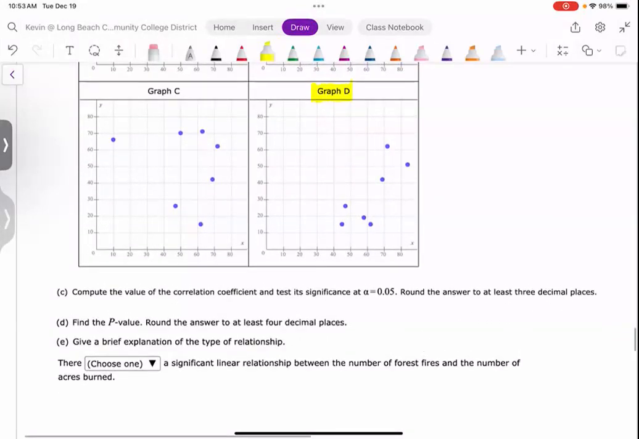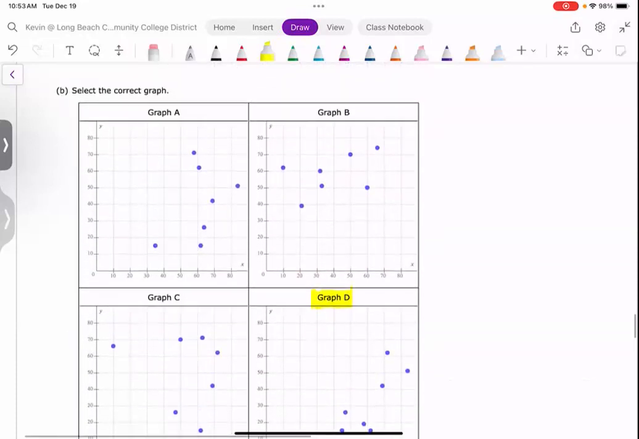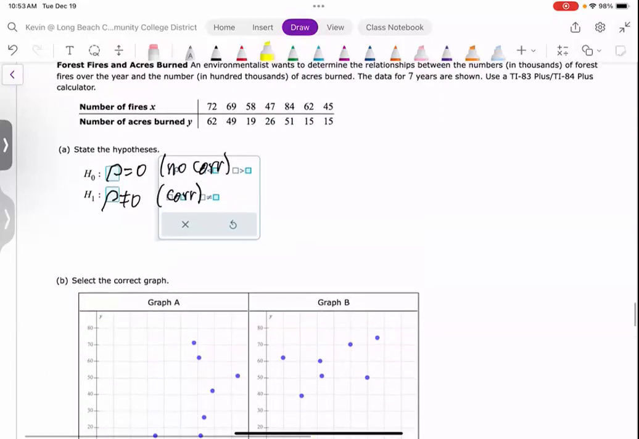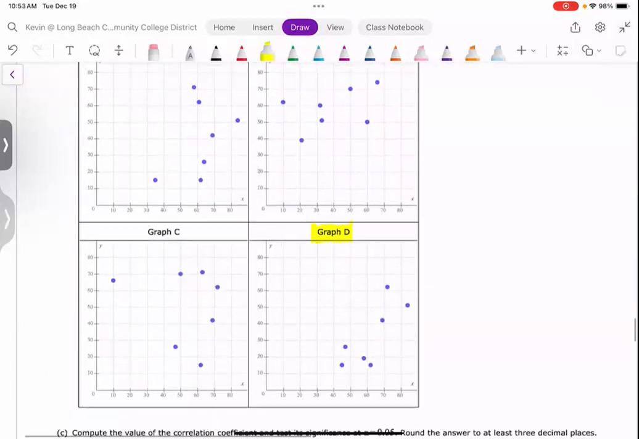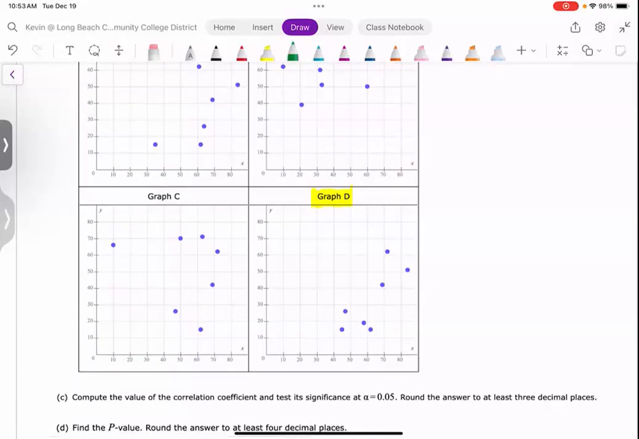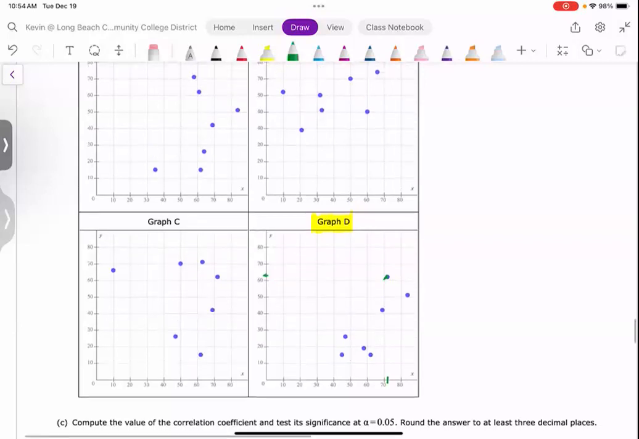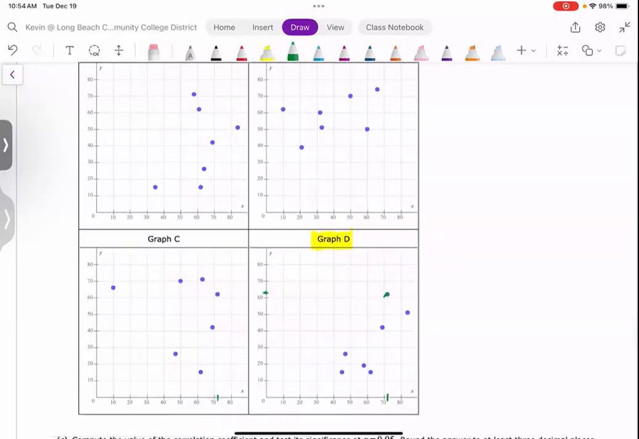All right, so we're going to compute the correlation coefficient and test its significance at 0.05. I want to point out another way that we could do this graphing. I could look at the data and find 72, 62, and find that point. So 72 is about here, 62 is about here, so there's my point. And that's the other way. In fact, when we do the other example, I'm not going to use the scatter plot at all to predict that.